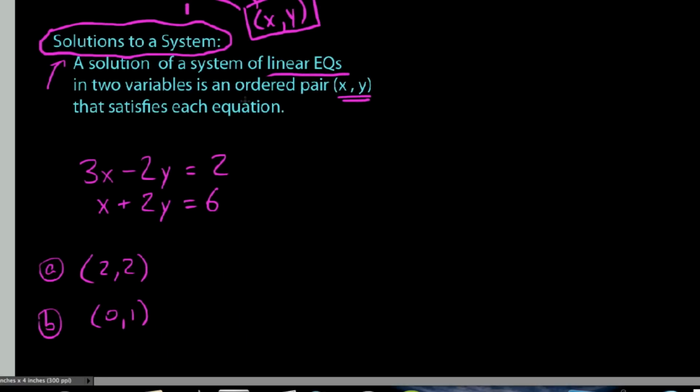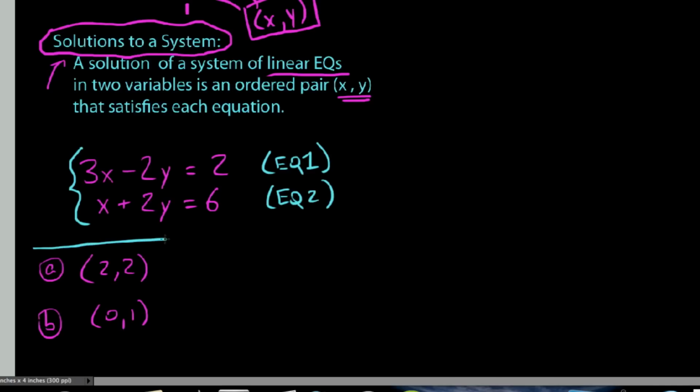Okay. So let's go ahead and start by having this conversation looking down here at this first system. 3x minus 2y equals 2. This is equation number 1. And then the next equation, x plus 2y equals 6, is our second equation in our system. We want to find a solution that when we plug it back into both of these, makes them both true at the same time.